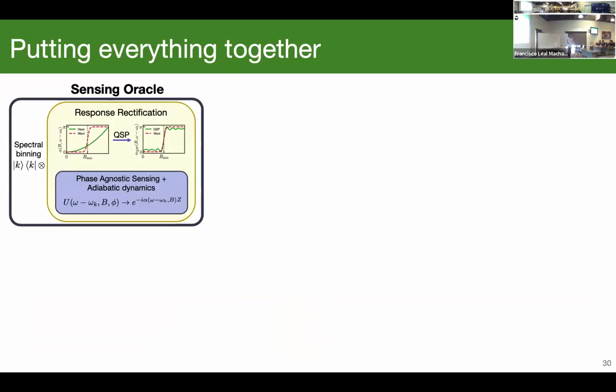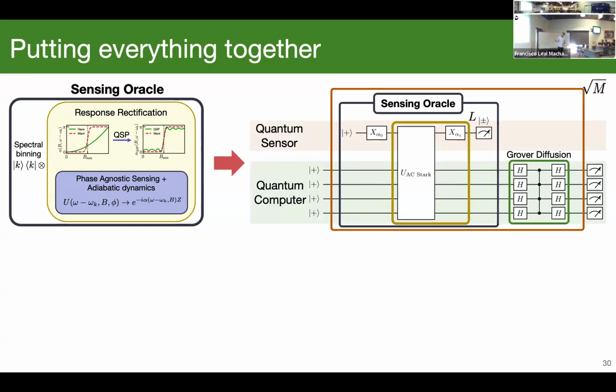Awesome. Okay. So I kind of told you all the ingredients that go into building the sensing primitive. This felt a little bit complicated, but it turns out that if you draw the circuit diagram, it's quite simple. The key idea is that you have a quantum sensor that is undergoing some form of evolution, and you have your quantum computer below.